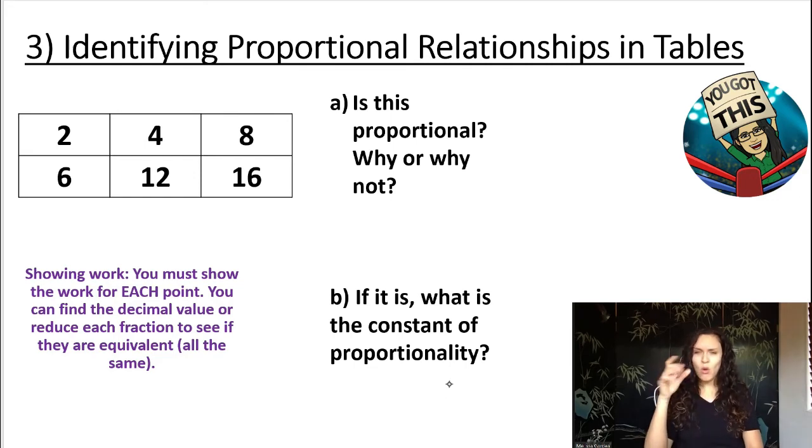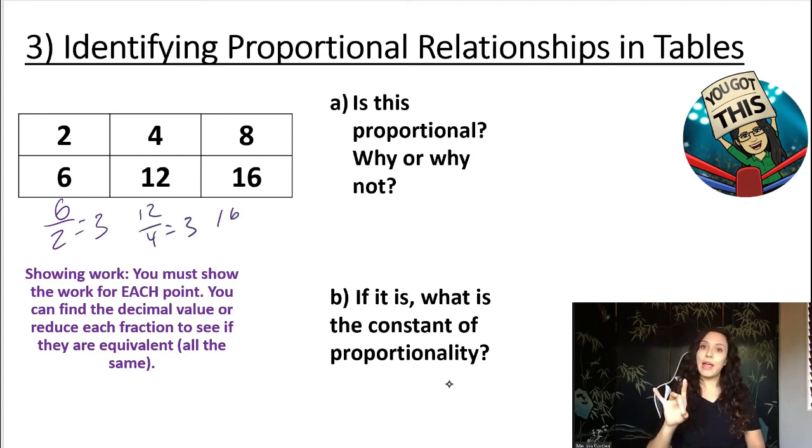All right, is this proportional? Why or why not? Well, I didn't say what the units were. I didn't say which one was X, which one was Y, so you choose. So I'm going to just do 6 over 2. Let's see, that makes 3. 12 over 4, that makes 3. 16 over 8, that makes 2. Ooh, not proportional.